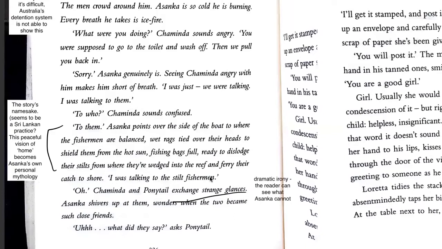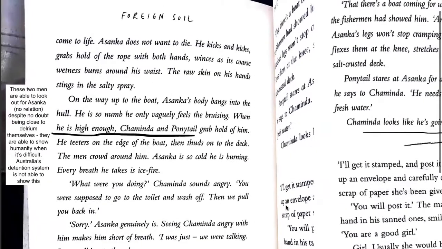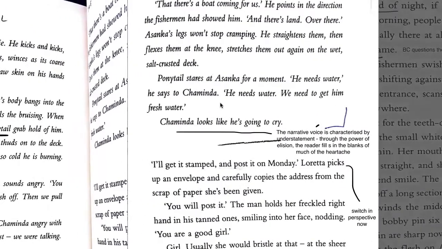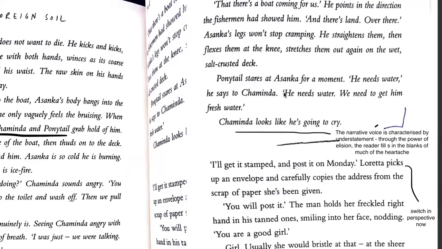But he thinks he's been talking to them, and in response to that, Shaminda and Ponytail exchange strange glances because they are obviously able to recognize that he's delirious at this point. So this is an example of dramatic irony where the reader can see something that our protagonist can't. All right, I think I made this point before. He needs water, they say. We need to get him fresh water, and Shaminda looks like he's going to cry.